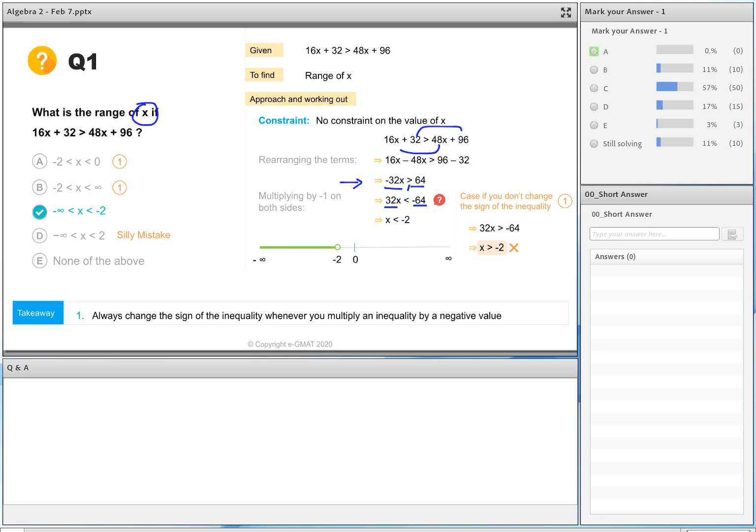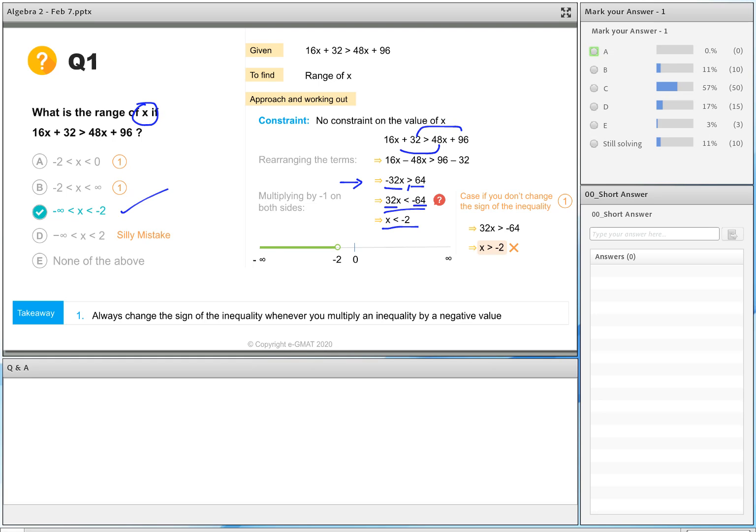Upon dividing both sides of this inequality by 32, what I get is x less than minus 2. So x less than minus 2 is the answer for this question. And if x is less than minus 2, the range is from minus infinity to minus 2, for which choice C is the right answer. I hope this solution is clear to all of you.